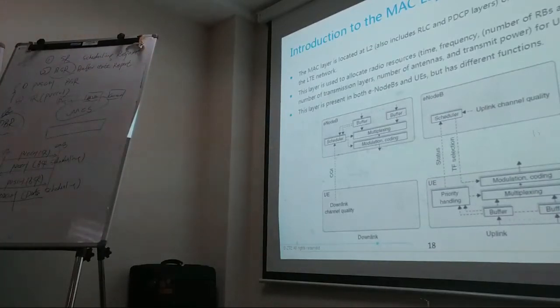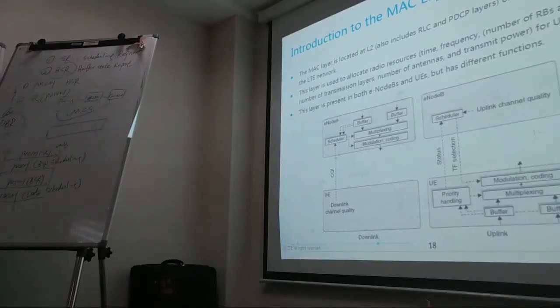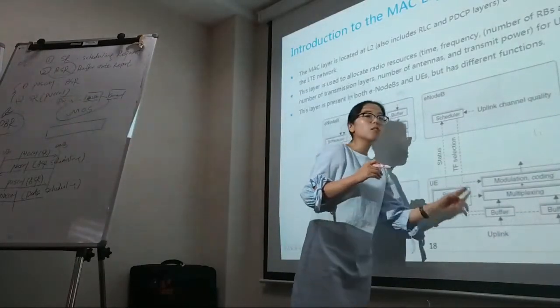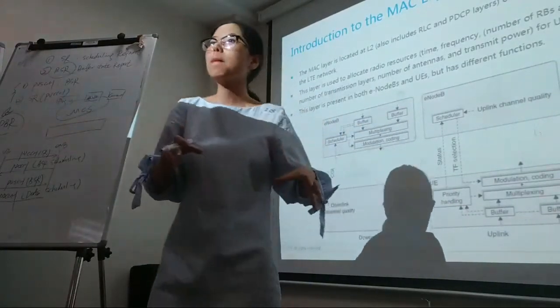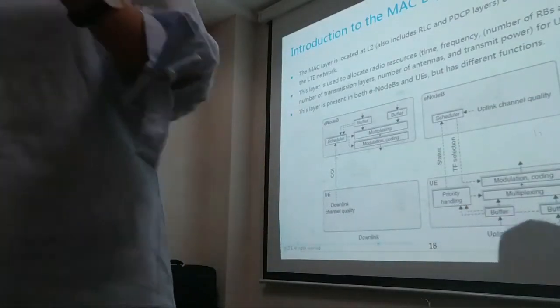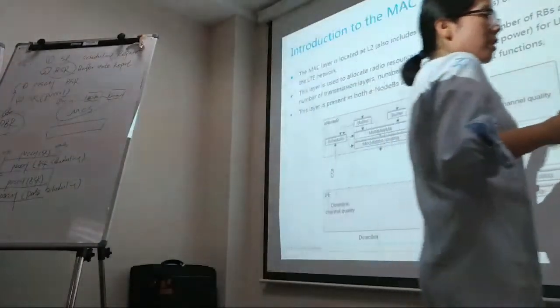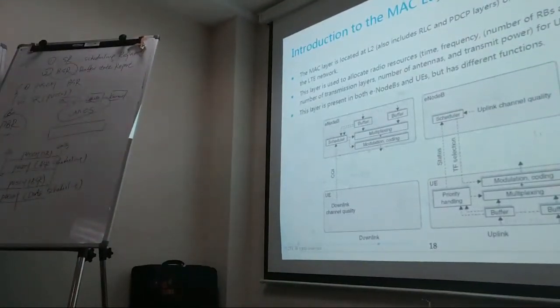So how much data can I store in my buffer? If it's full and new data arrives, I cannot store it and I cannot transmit it. Some parameters and functions depend on the UE. The priority handling is realized by the UE, but the algorithm is already fixed by the 3GPP protocol. So this is just from the entity we can see.